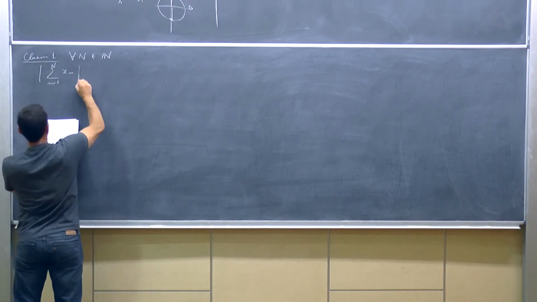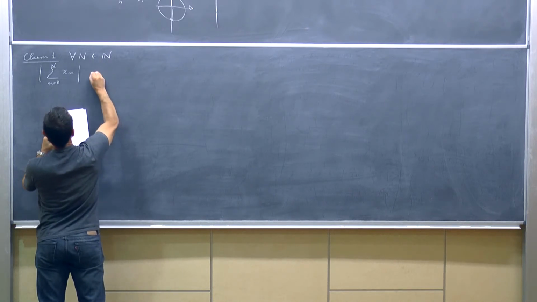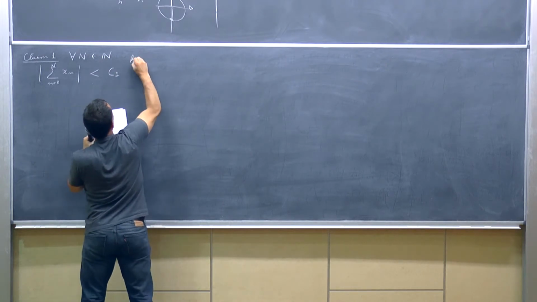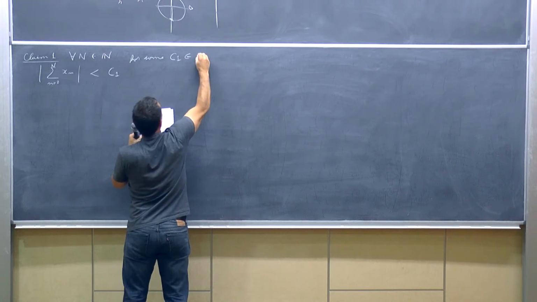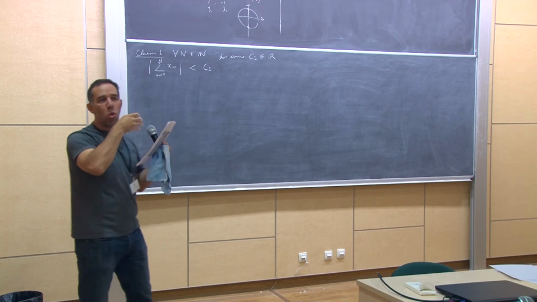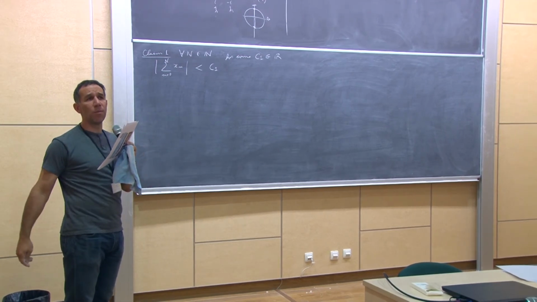So in absolute value, this is bounded by C1 for some real C1. So this is bounded above. For any N, there's a C1 that bounds it uniformly for any N. So this is the running sum.